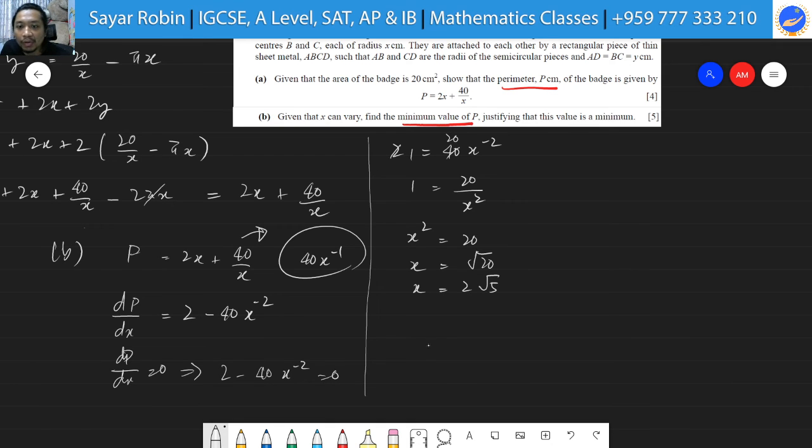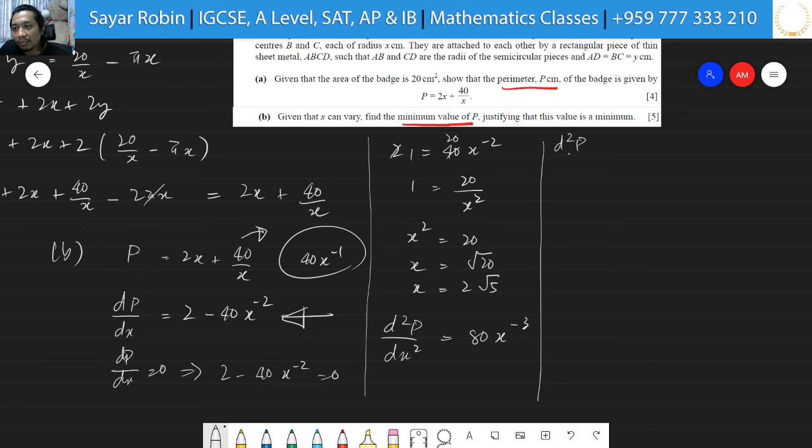Easy. You have to differentiate again the first derivative function, which gives d2P over dx squared. Everybody knows it. Here, we're going to use this function again. The derivative of the constant term 2 is going to be 0, so we just need to differentiate the second term. Therefore, take down the power: negative 40 times negative 2 is positive 80, so 80x to the power negative 3, decreased by 1 from negative 2. Then x is equal to 2 root 5, right?